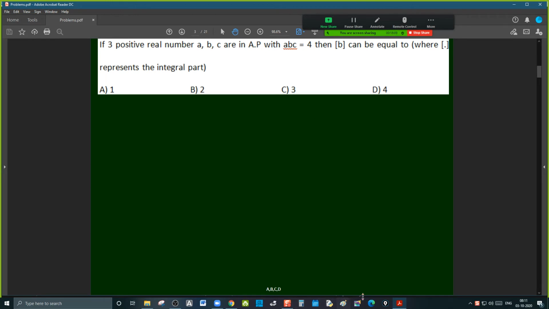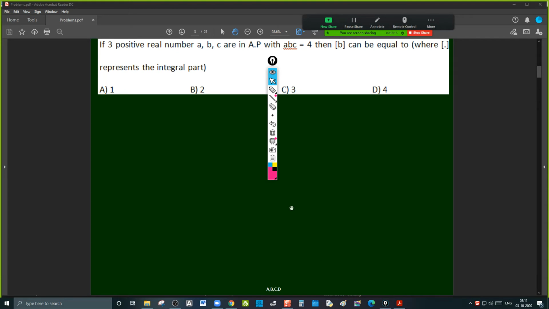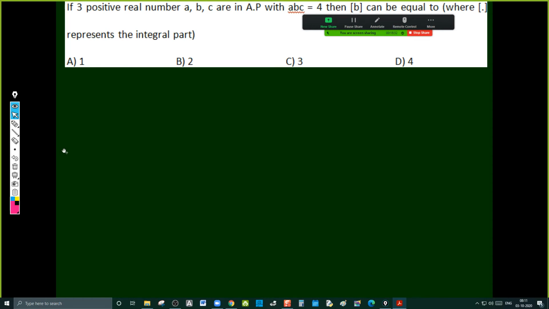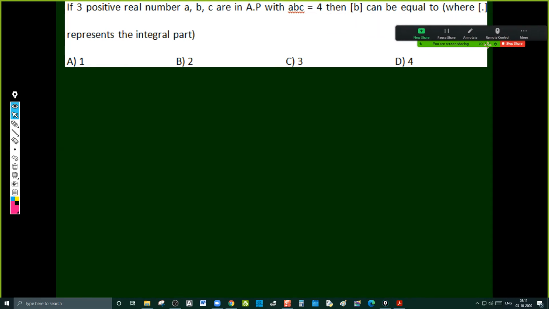Three positive real numbers A, B, C are in AP, with ABC equal to 4, then the greatest integer B can be equal to... I think we solved it, we stopped here. Correct or not? Yes, sir. Let us move on to the next question.